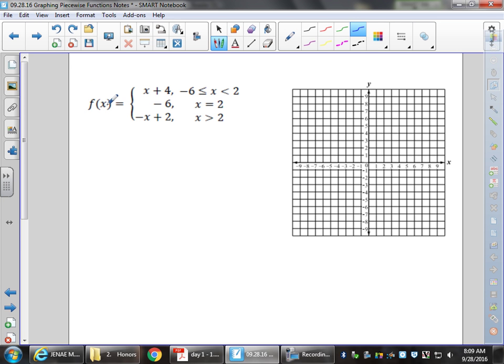So you and I are going to work on this one together, okay? First step, take your first piece. So I literally just take what I see here and I write it down. x plus 4. And my rule for x plus 4 is when x is greater than or equal to -6 and less than 2. And I put that in a box.